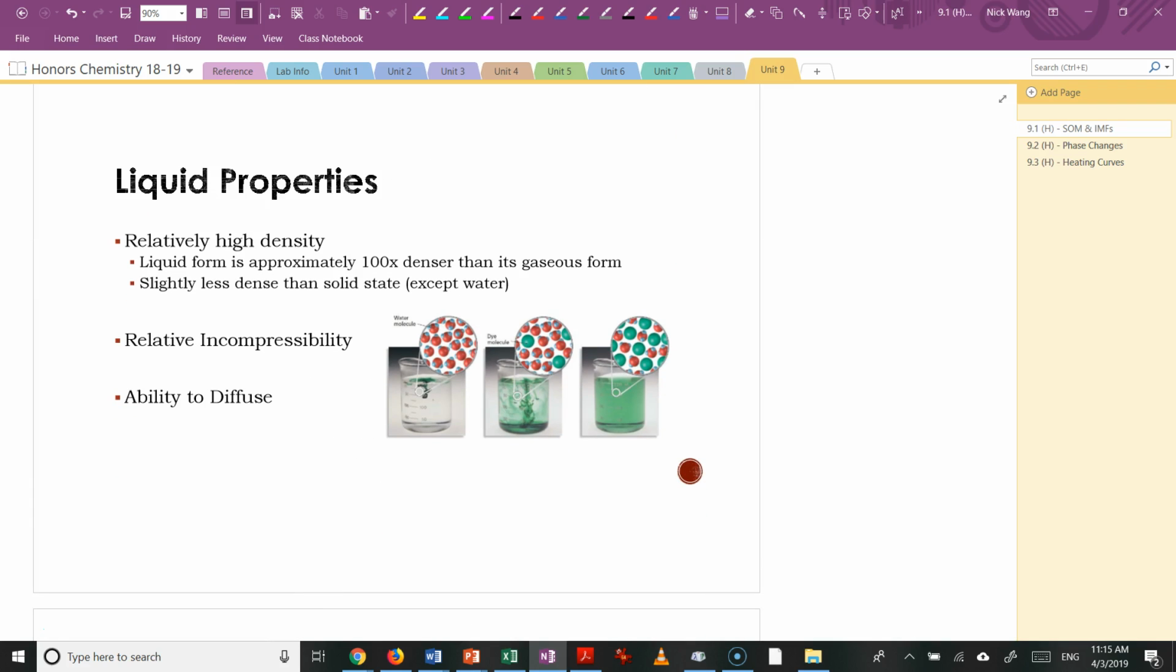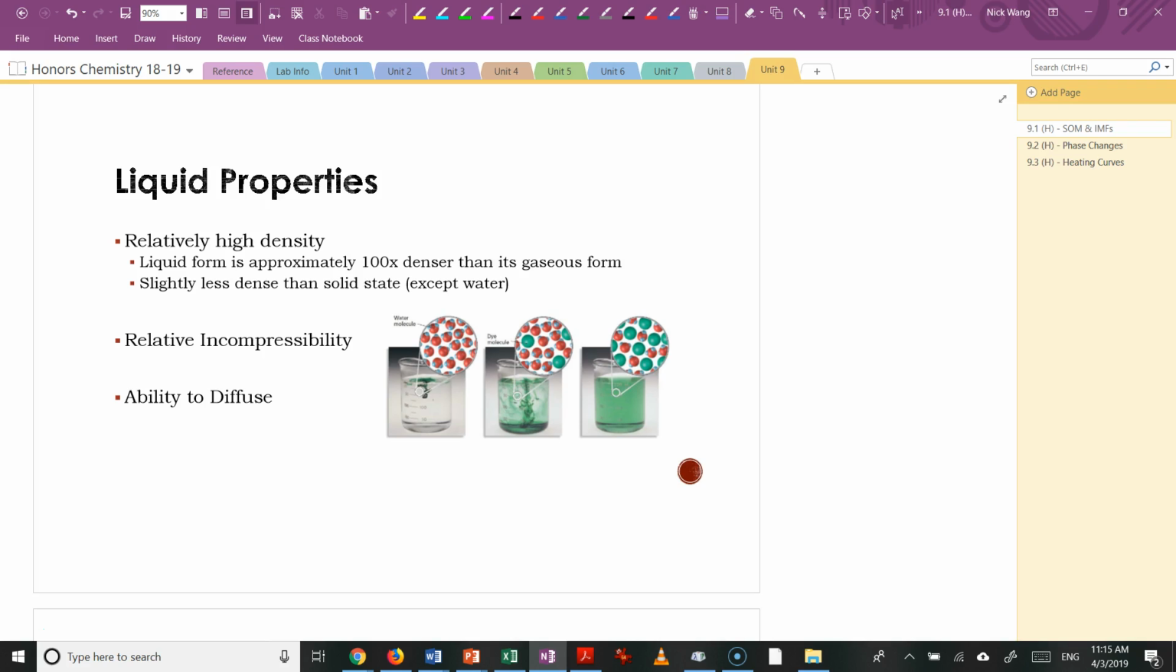Liquid properties here: relatively high density. Remember, high density because the particles don't have a lot of empty space. So there's a lot of mass, right? Lots of little particles that are held close together. Relative incompressibility, right? So you can't really force them into smaller spaces because there's not really any empty space that they can be forced into. And then, of course, they're able to diffuse.